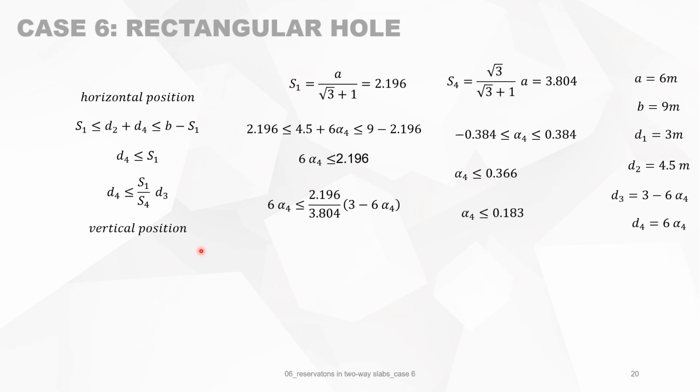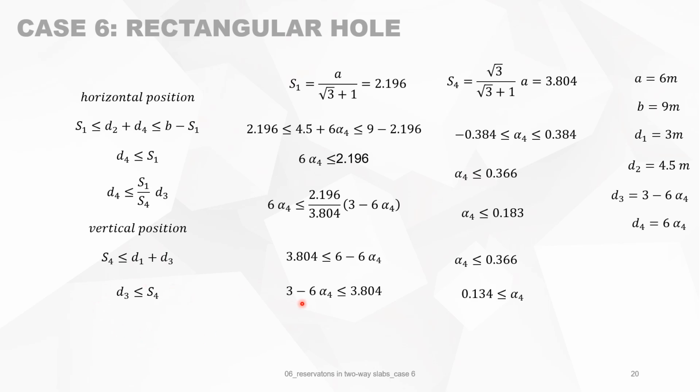In the vertical position, S4 must be smaller than D1 plus D3. We can put in some numbers, rearranged, and we find the same as what we got there. And then D3 must be smaller than S4. We fill in the numbers, and alpha 4 must be bigger than 0.134. So out of all those conditions, we know now that alpha 4 must be smaller than 0.183.